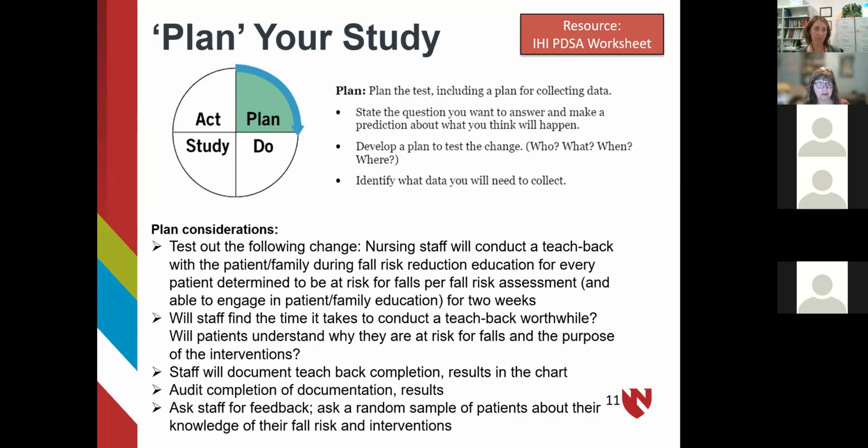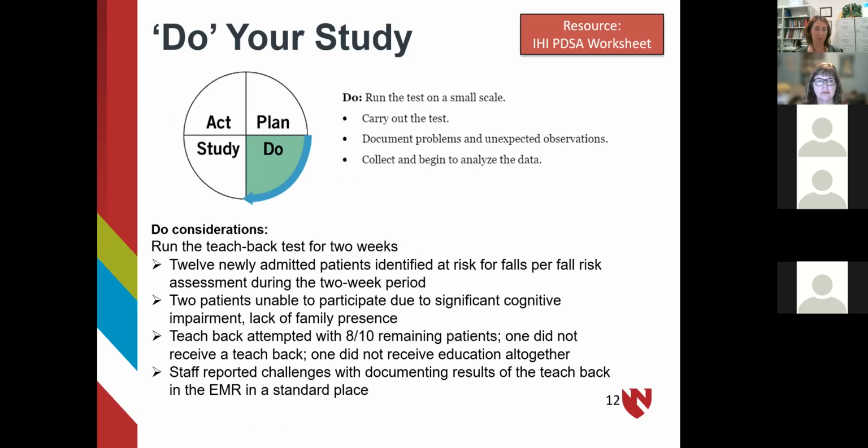So in our plan moving forward, we will identify the data that we want to collect. So perhaps we'll ask staff to document completing a teach back on the chart. We can audit that completion of the documentation and the results of the teach back from the chart. We may also ask staff for feedback or a random sample of patients about their knowledge of their fall risk and interventions.